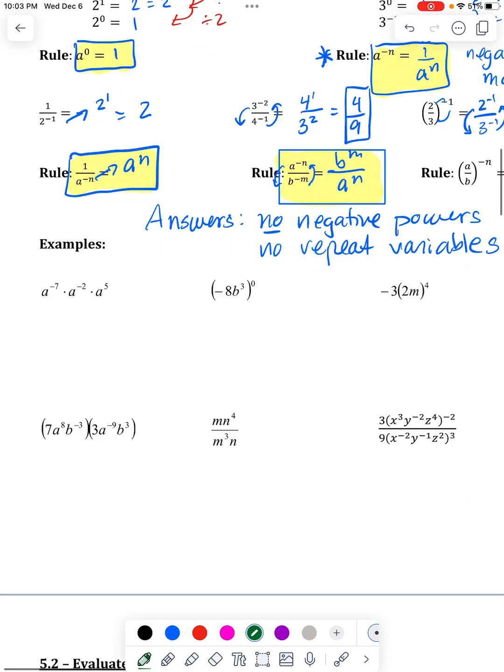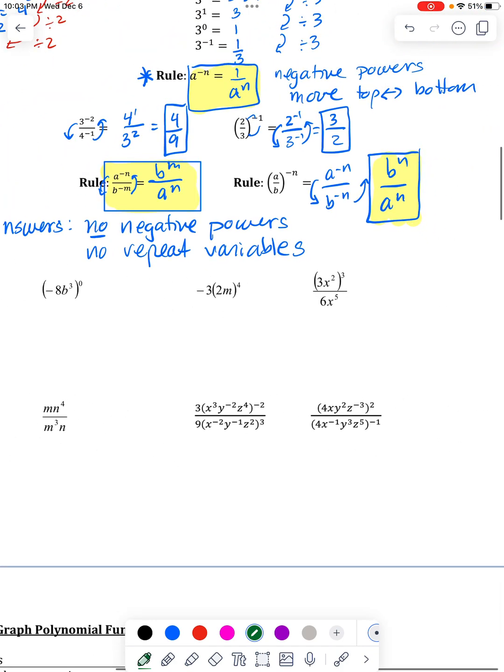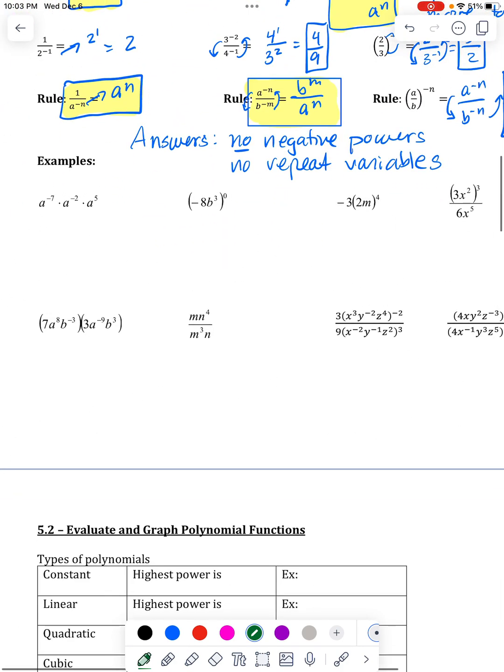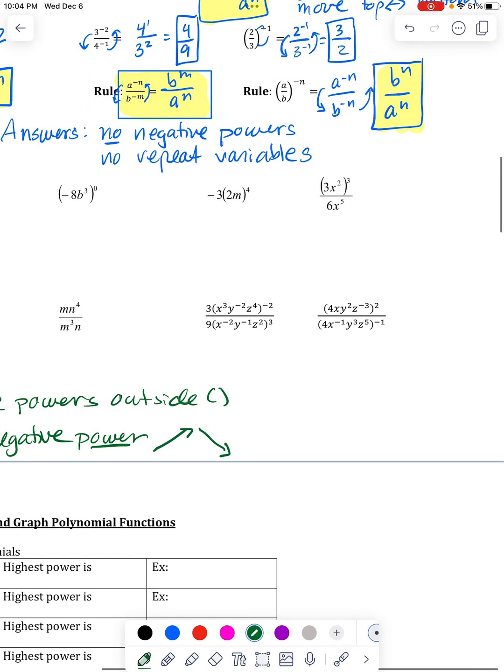So I sort of have an order that I do these in, because some of them have a lot of steps, like these last ones. Here's the order that I do them in. First thing I do is I distribute powers that are outside parentheses. Secondly, I move anything with a negative power, not a negative number, but a negative power. If it's in the bottom, I move it to the top. If it's in the top, I move it to the bottom. Now it'll have all positive powers.